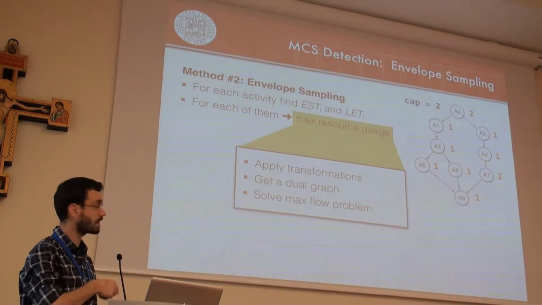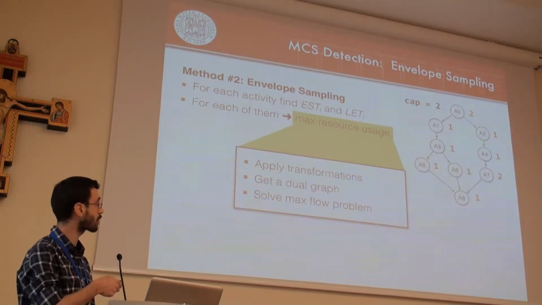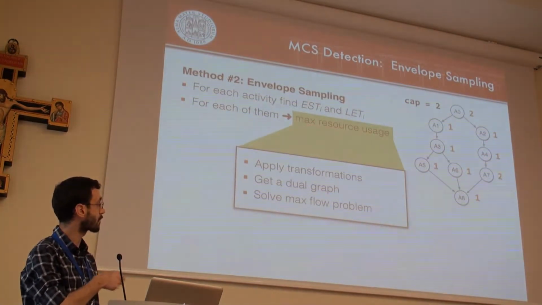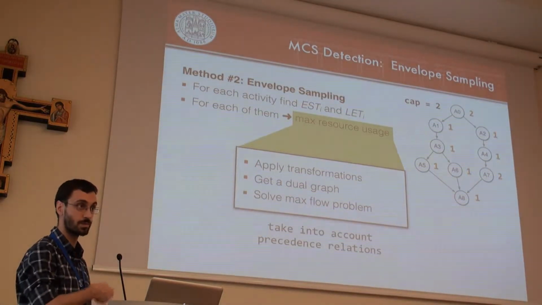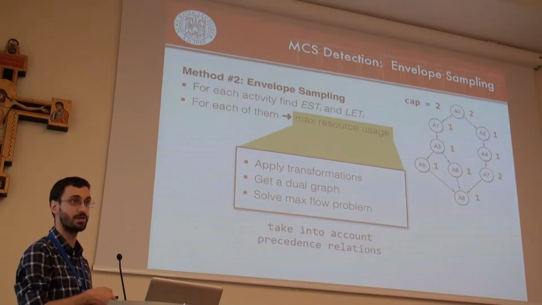So why do we do this and not something simpler? Because in computing this resource usage, we must take into account the precedence constraints. So we need some slightly more complicated mathematics in order to get this.